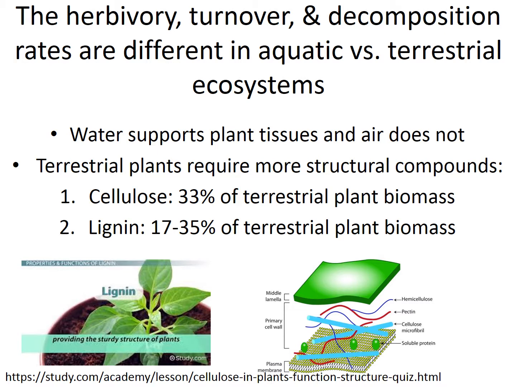So the terrestrial plants that are on the land require more structural compounds to keep them together. Particularly, they use cellulose and lignin. Cellulose is about 33% of a plant's biomass, and lignin can be anywhere from 17 to 35% of a plant's biomass. And these components are very rich in carbon, so they're hard to break down. Because of the amount of this carbon, these plants are less nutritious. And this leads us into why herbivory, turnover, and decomposition are very different between the aquatic and terrestrial ecosystems.